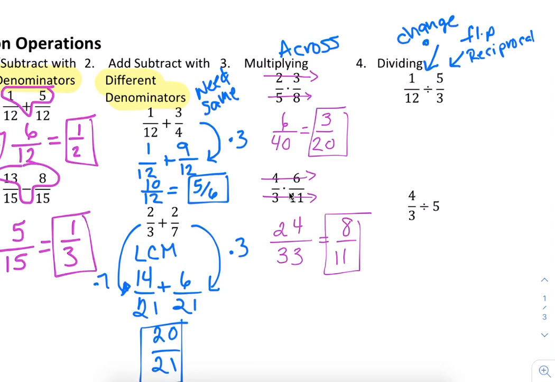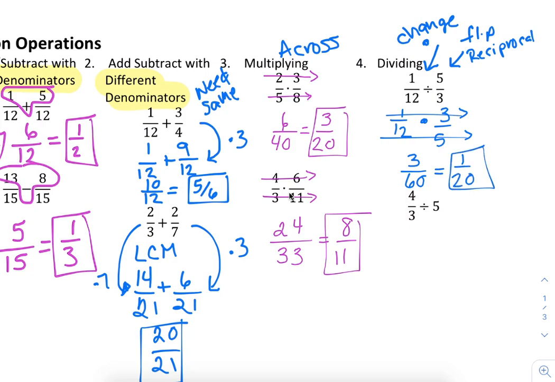Okay, so if I go ahead and I take my term right now, I have 1 over 12, change it to multiplication, and I'm going to take the reciprocal, so 3 over 5. Same thing as before, I am going to multiply straight across. So 1 times 3 is 3, straight across. 12 times 5 is 60, and I can simplify that down. Both of those numbers are divisible by 3, so 1 over 20 is my answer.